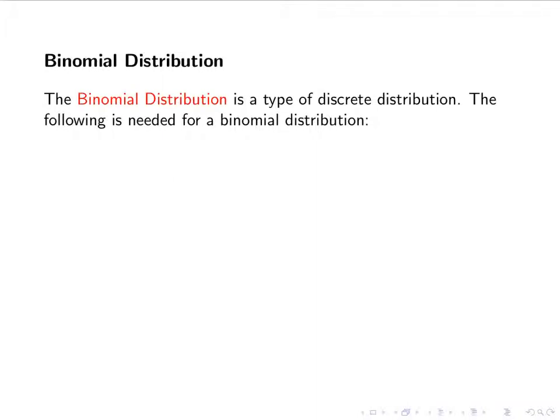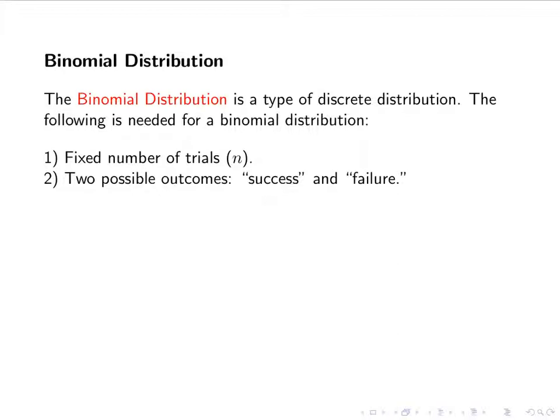Hello, today we're going to look at the binomial distribution. The binomial distribution is a type of discrete distribution, and we need the following. One, we need to have a fixed number of trials, or a fixed number of events. Two, there are two possible outcomes: a success and a failure.